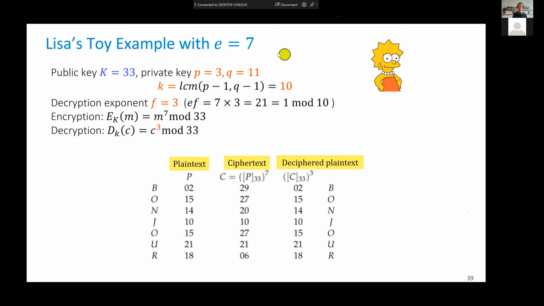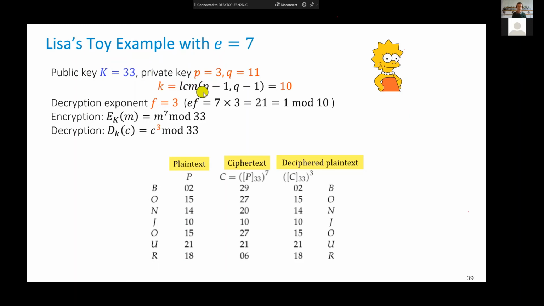Let's do it on a toy example. Of course, this is not cryptographically secure, but this will show exactly how it's done. So I take as exponent e is 7 here. The public key is 33. In order to obtain the private key, I need to factor. In fact, we don't do that. Of course, when we create a public key, we first take two very large prime numbers that are of the order of 1000 bits each. We take the product, and that gives us the public key here.